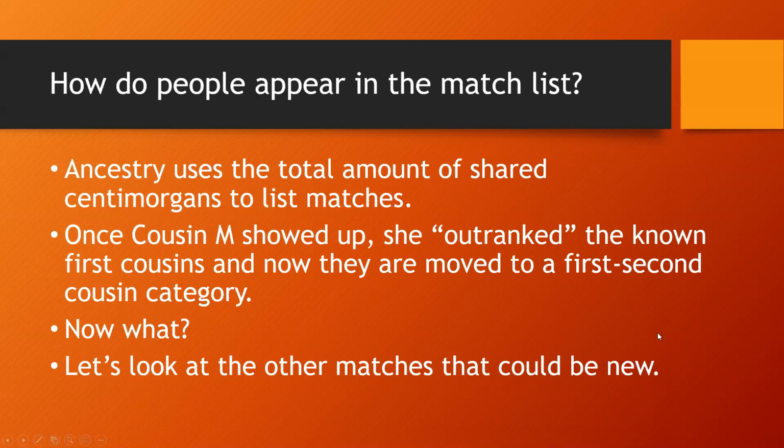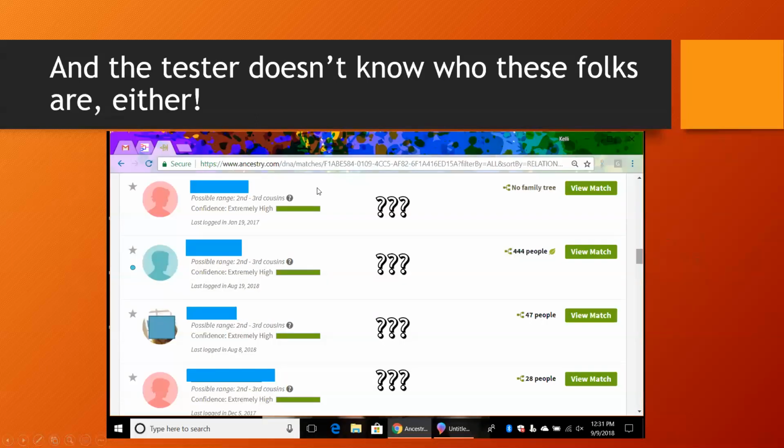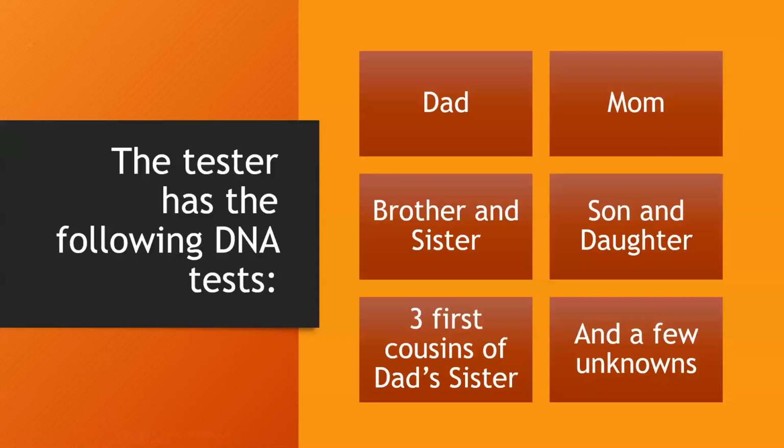So let's look at the other matches that could be new. There are a whole list of second cousins who are new and unknown matches to the tester, and the tester doesn't know who these folks are either. So the tester, just in summary, has the following DNA tests.